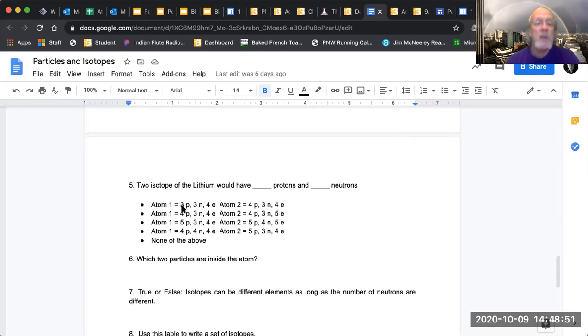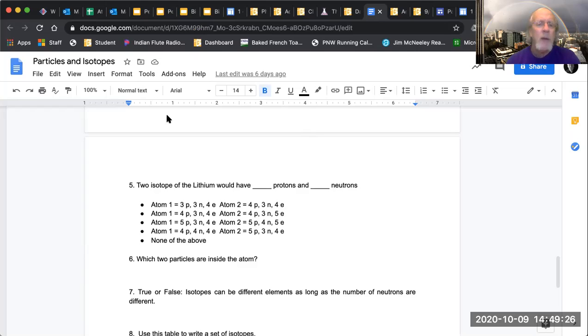2 isotopes of lithium. Okay, lithium always has 3 protons. It has to be, the isotopes have to have the same number of protons. It has to be the same element. So I'm going to compare these 2 atoms. The first atom has 3 protons, the second one has 4. These cannot be isotopes. Their protons are different. Okay, the second one, protons are the same, 4 and 4. Let's check neutrons, 3 and 3. They're the same. Okay, mass of 7 for both of them, not isotopes. The number of neutrons must be different.